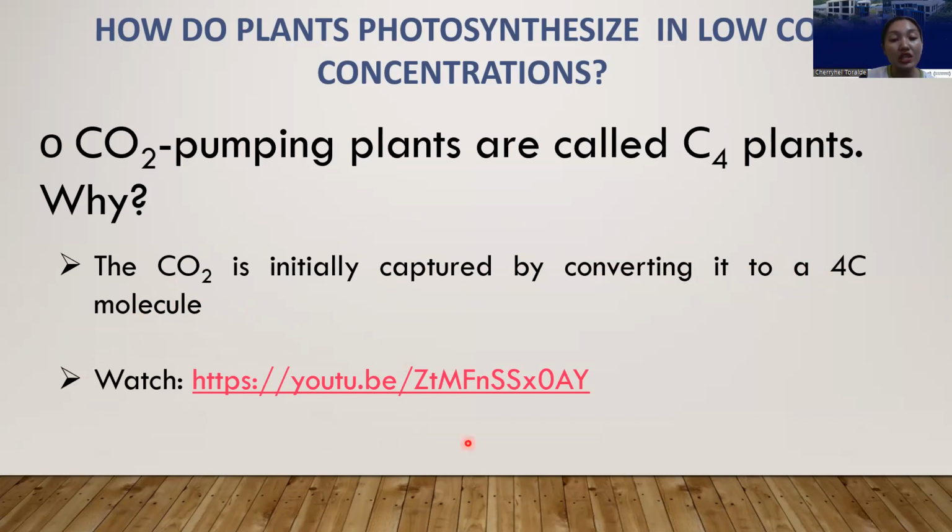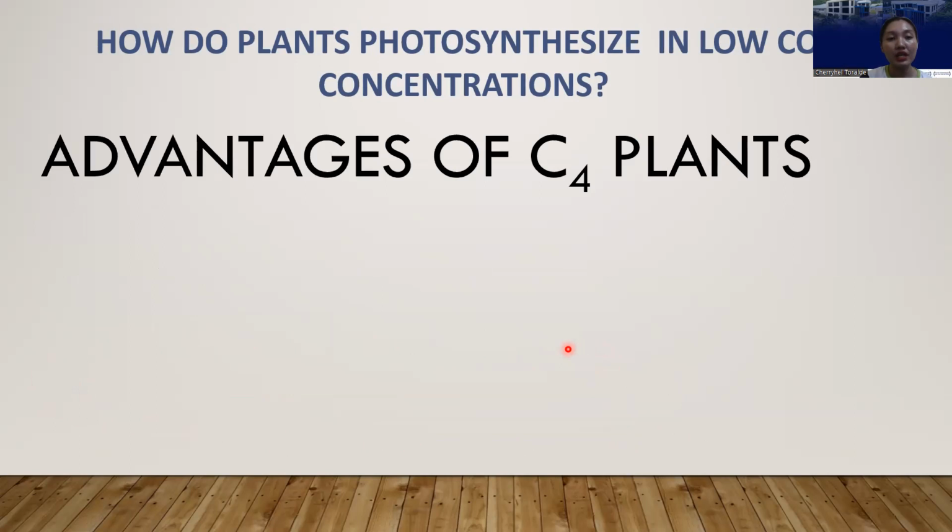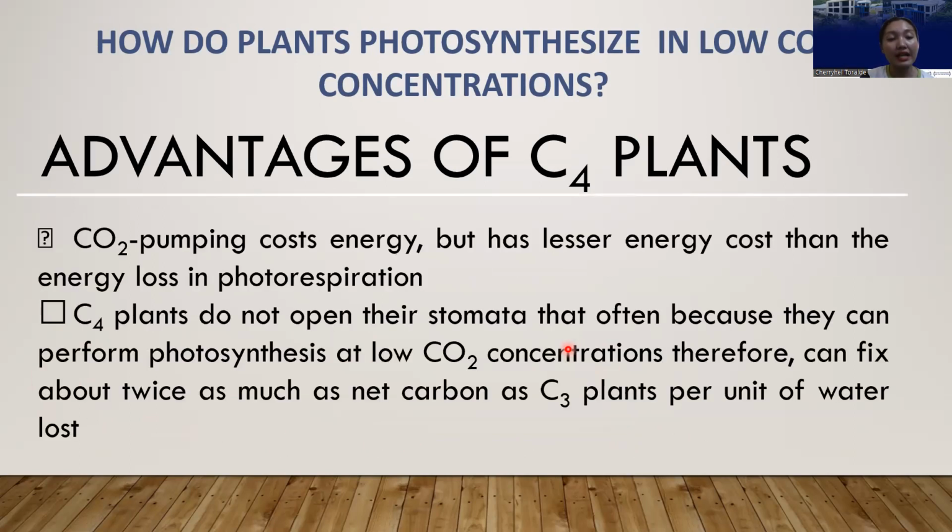I need you to watch this link in order for you to better understand the difference between the C3, which are the typical normal plant cells or tissue, and the C4 plants, those plants that have adaptations for arid and dry conditions. So what are the advantages of C4 plants? CO2 pumping costs energy, but this energy has a lesser cost than the energy lost in photorespiration. You waste so much ATP in photorespiration. So it is better with C4 plants because you still produce something.